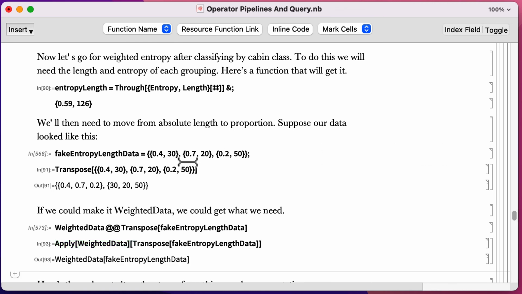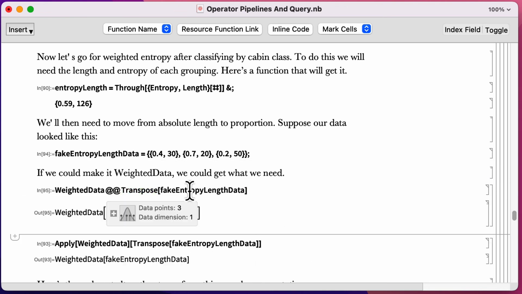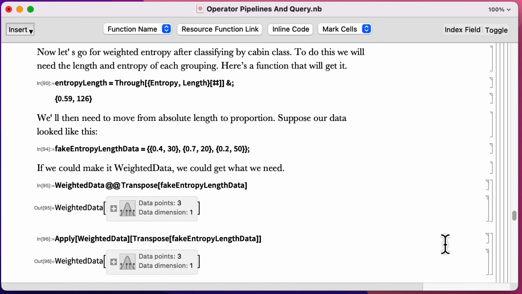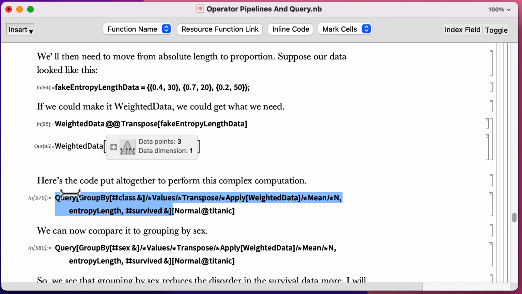In any event, and why isn't it doing it? It's not doing it because I forgot to evaluate. All right, now I've evaluated it. We get weighted data. If I do it this way, we get the same thing. Okay, so now let's put it all together. Let's group by class. We don't care at this point what the names of the classes are. We just want the values in them. And so let's get the values. Let's transpose those values. Apply the weighted data. Take the mean of the weighted data, get the numeric value. And let's actually look at the order of operations here.